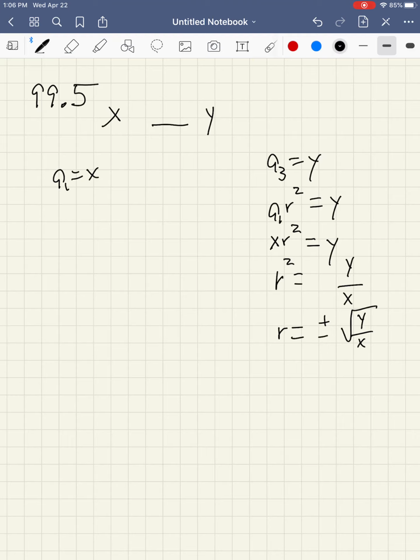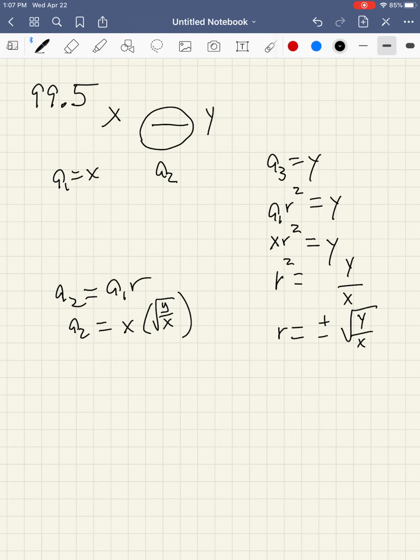And we can just leave it like that for right now, because what we're trying to find is A2. So A2 is A1 times r, all right, so A1 is x. And now for r, I'm going to take one of these at a time. I'll take the positive square root of y over x, which gives me x times the square root of y over the square root of x.